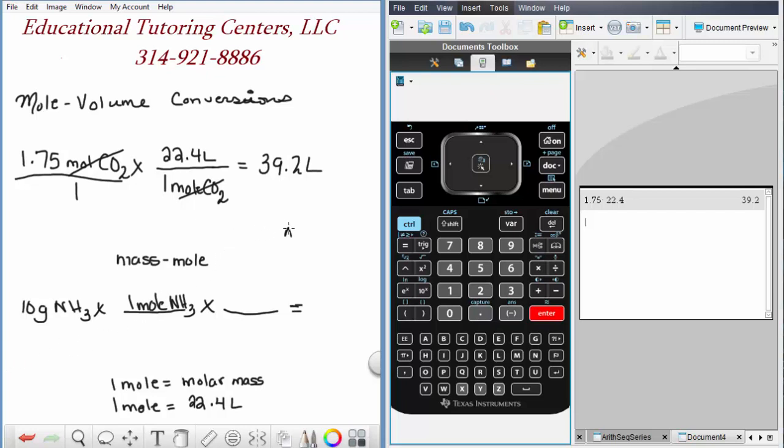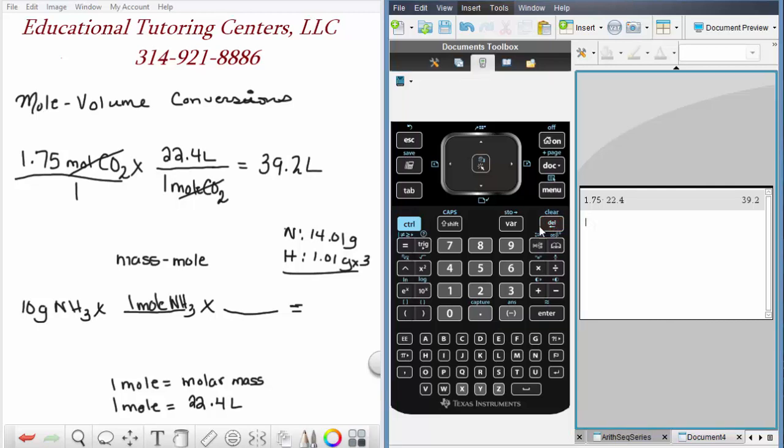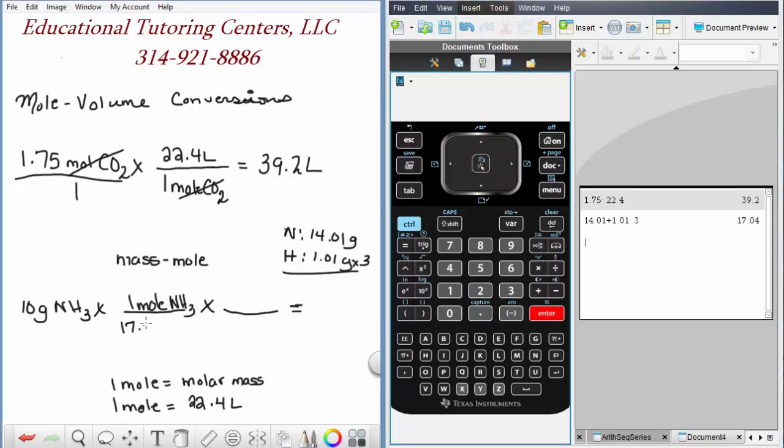We have, I'm going to write it up here, nitrogen, which is, I believe, 14.01 grams, and our hydrogen, which is 1.01 grams. Well, we have 3 atoms of that, so I'm going to multiply by 3. So let's put that in our calculators. So there's 14.01 plus, and I'm going to open my parentheses because we're going to have to do this times 3. So 1.01 times 3, close my parentheses, hit enter, so I have 17.04. So that molar mass is 17.04 grams of ammonia.